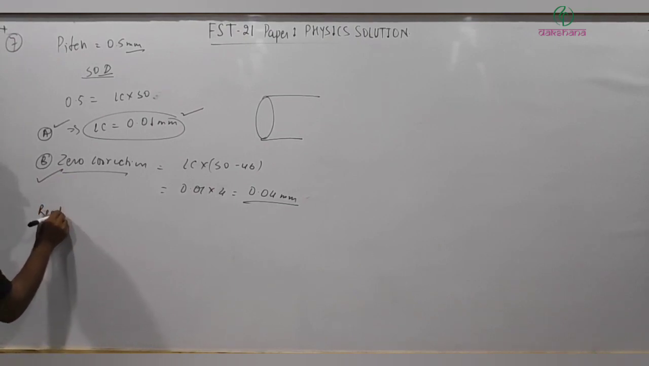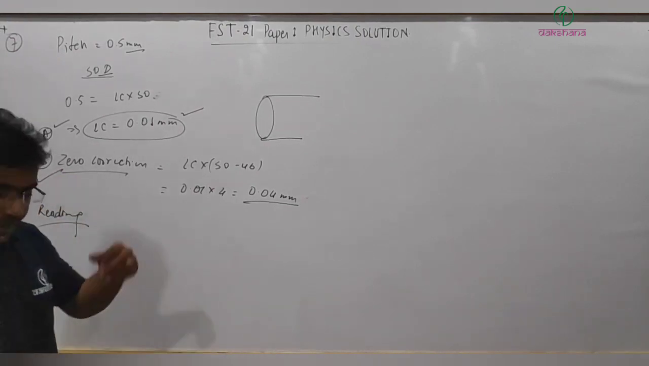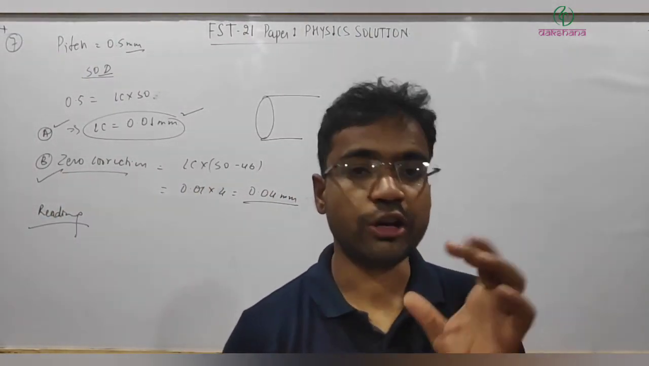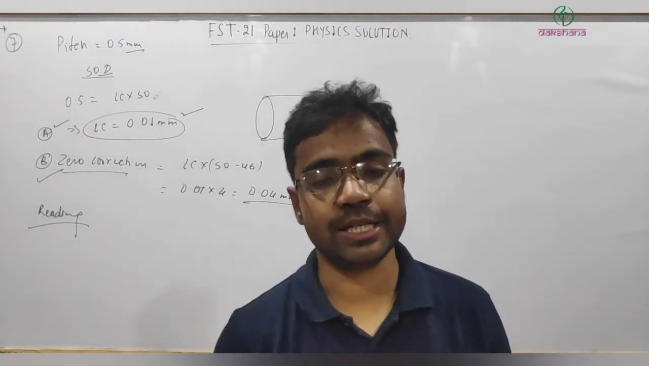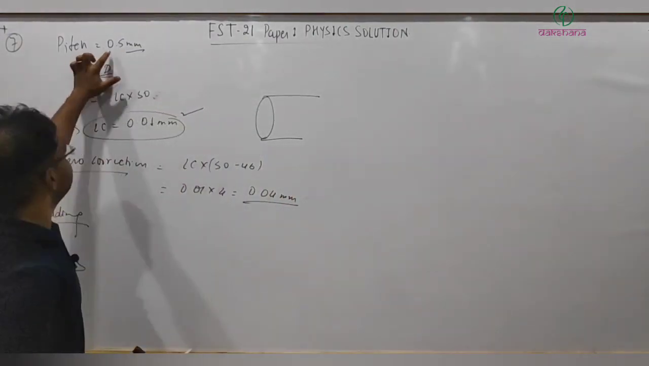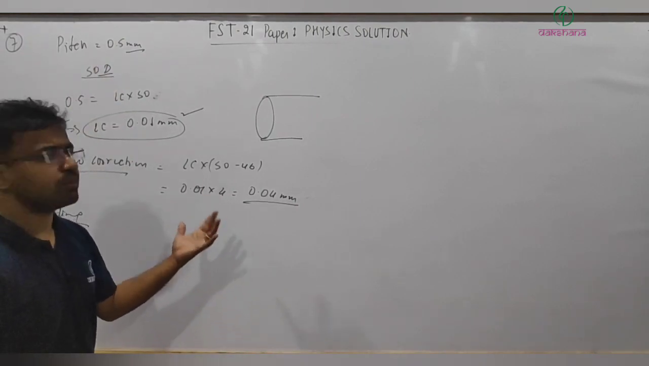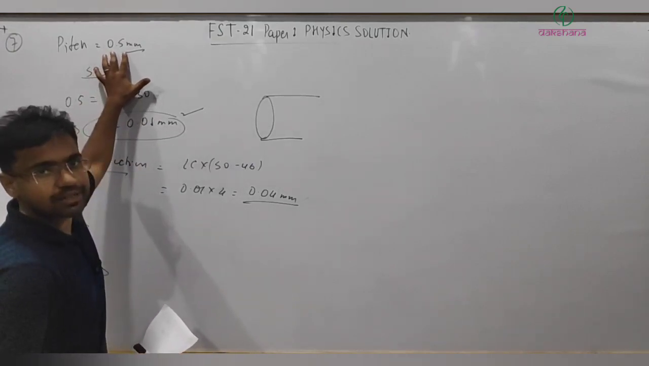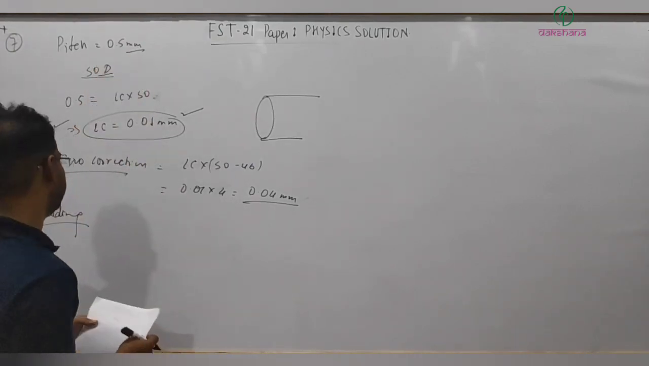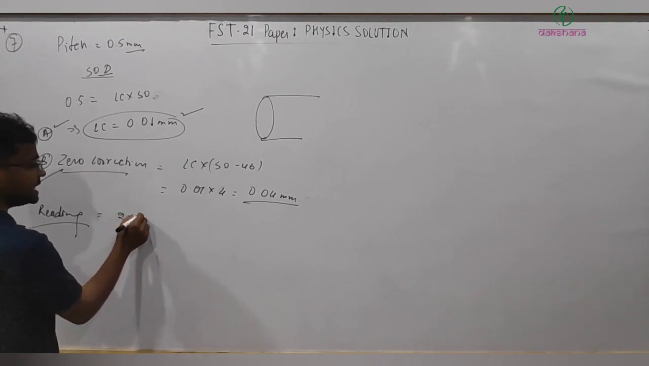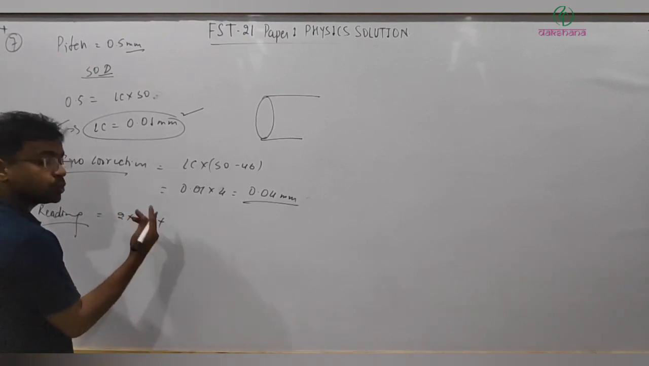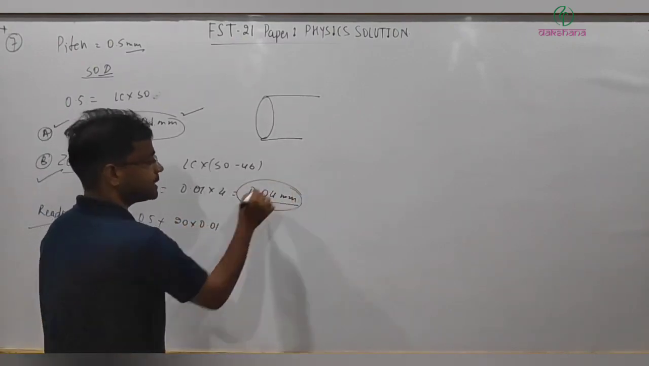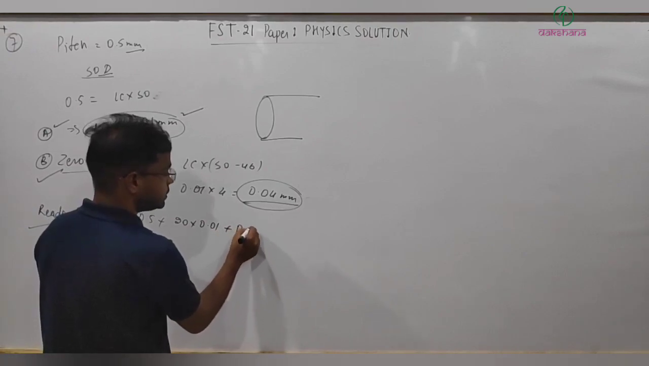Reading, is it? So here 50 divisions are mentioned, and it's not even mentioned how much one division on the main scale is equal to, but from there we can write that normally in 50 divisions the main scale reading will be, this is the smallest main scale reading. So by taking that, the reading will be 2 into main scale, that is 0.5, plus the 20th division, so 20 multiplied by least count 0.01, and this zero correction must be added here, so plus 0.04.